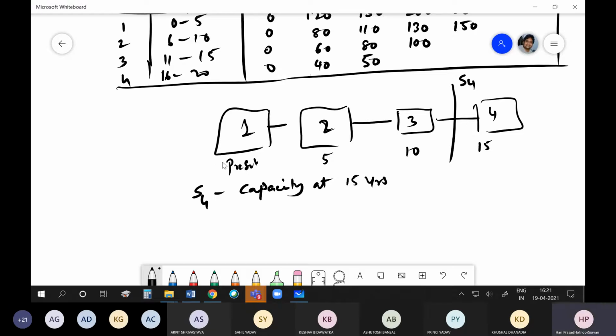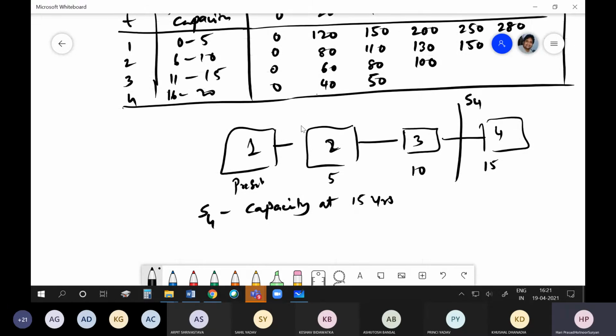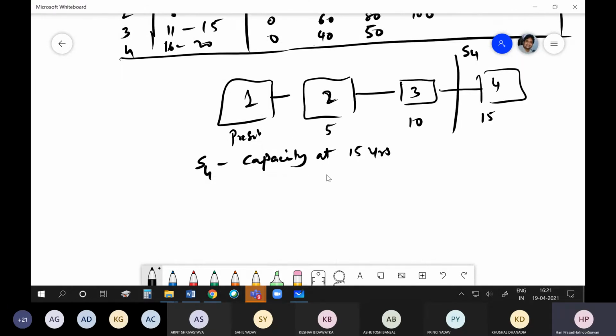I have to increase it in units of 20. Okay, that is also there. I cannot increase it by 10 or so. So what are the possible values of S4 at the end of 15 years?